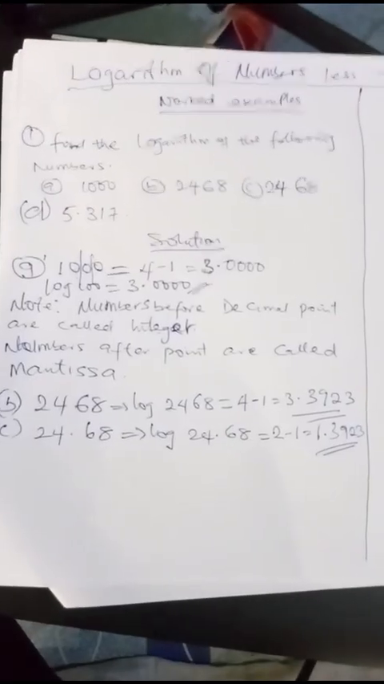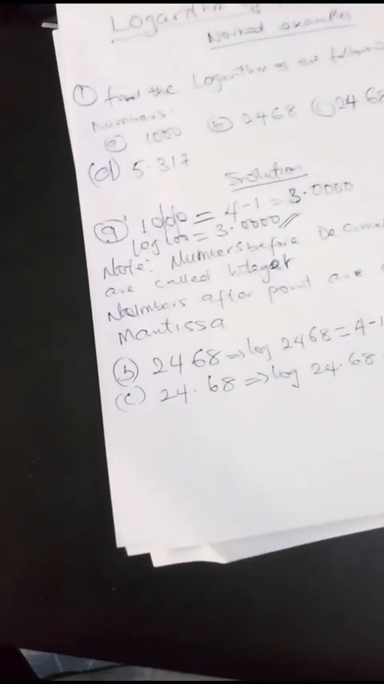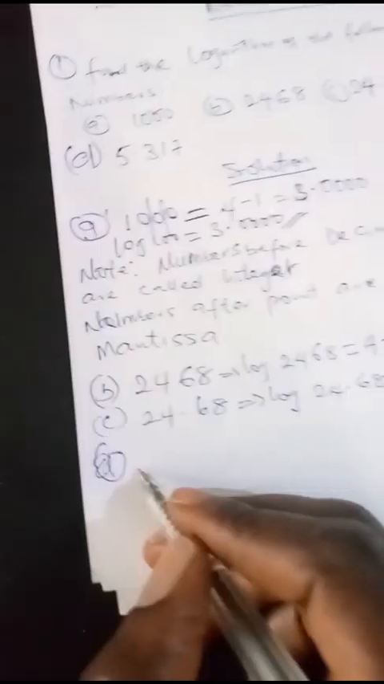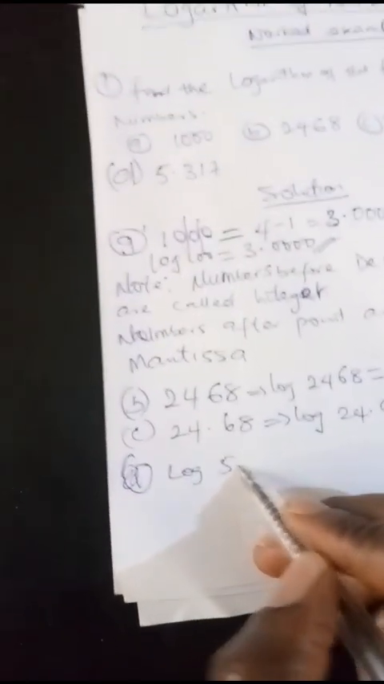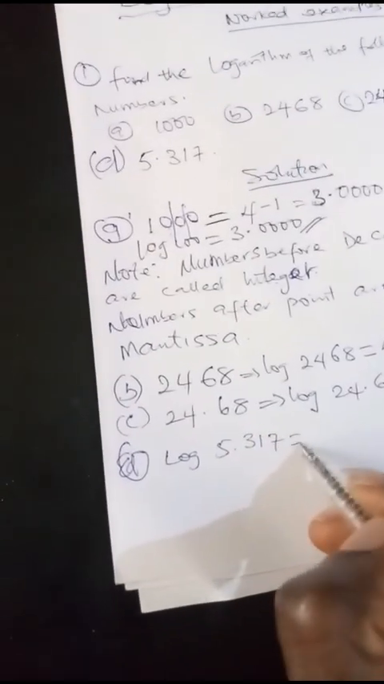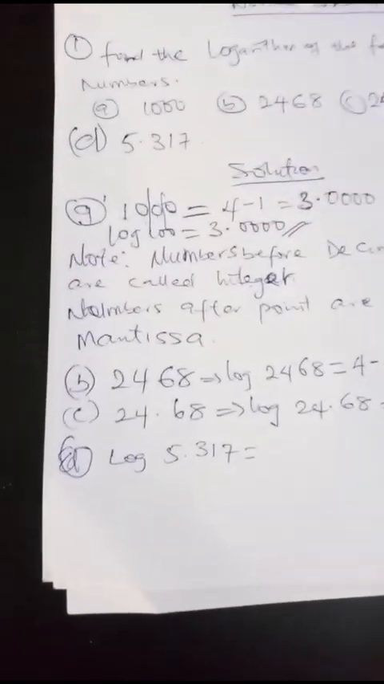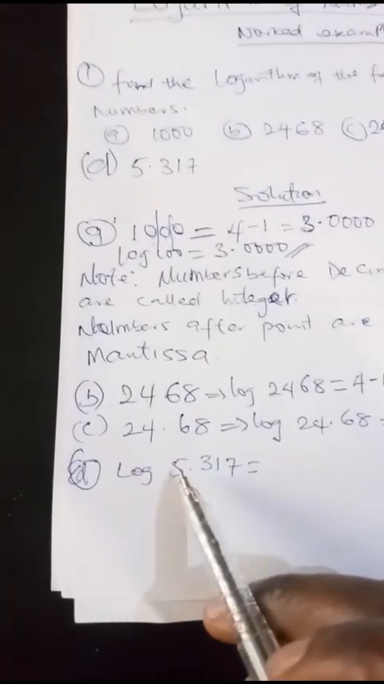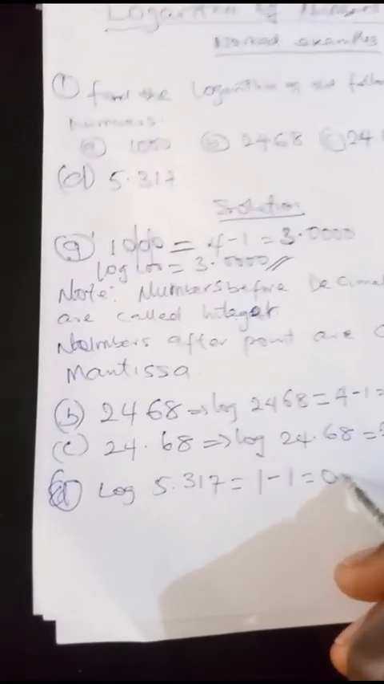Okay, let's quickly take the last example for the last question under example 1. D. We are to find the logarithm of 5.317. So, class, what is the integer of this number? How many integers do we have here? We have only one integer. So that's 1. Subtract 1 from the integer, you have 0 point.